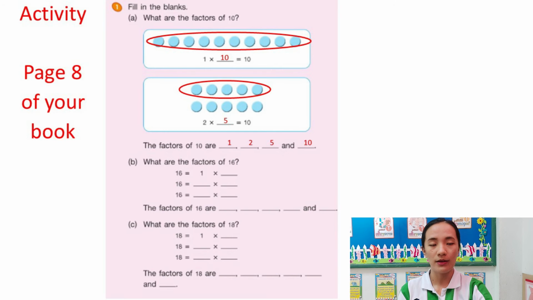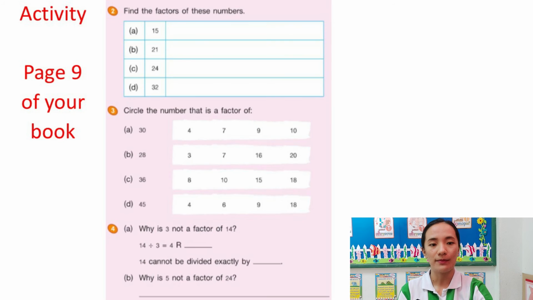What are the factors of 16? 16 equals 1 times blank. What will you multiply to 1 in order to get the answer 16? It is 16. Next, 16 is equal to blank times blank. What will you multiply to 2 in order to get the answer 16? The number is 8. Let's go to page 9.